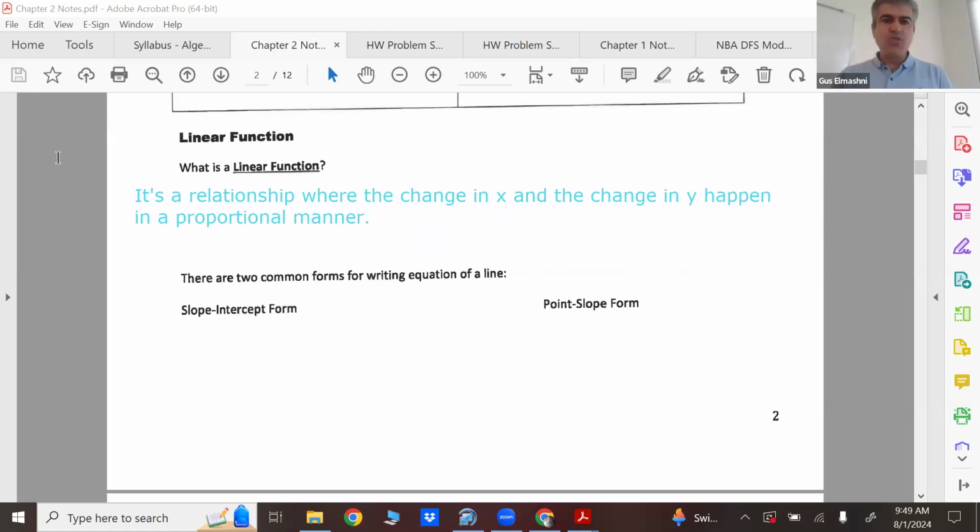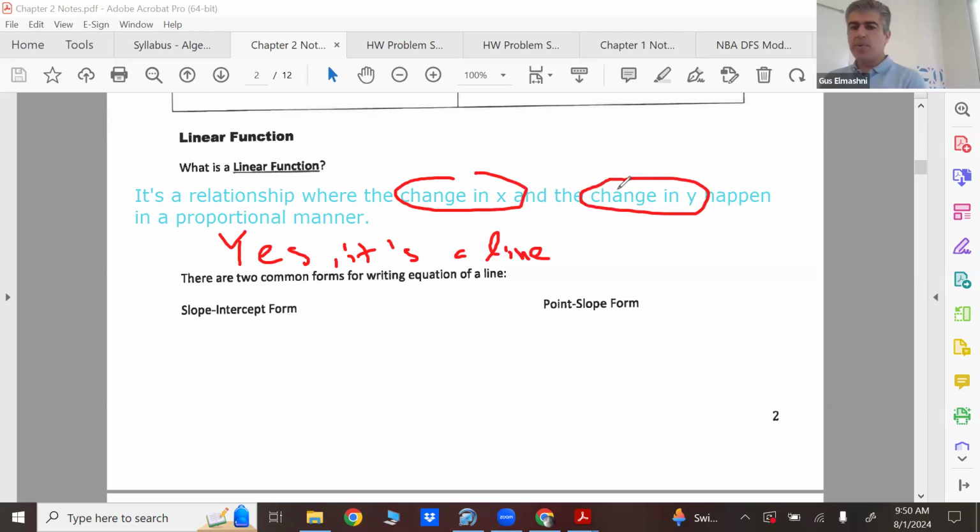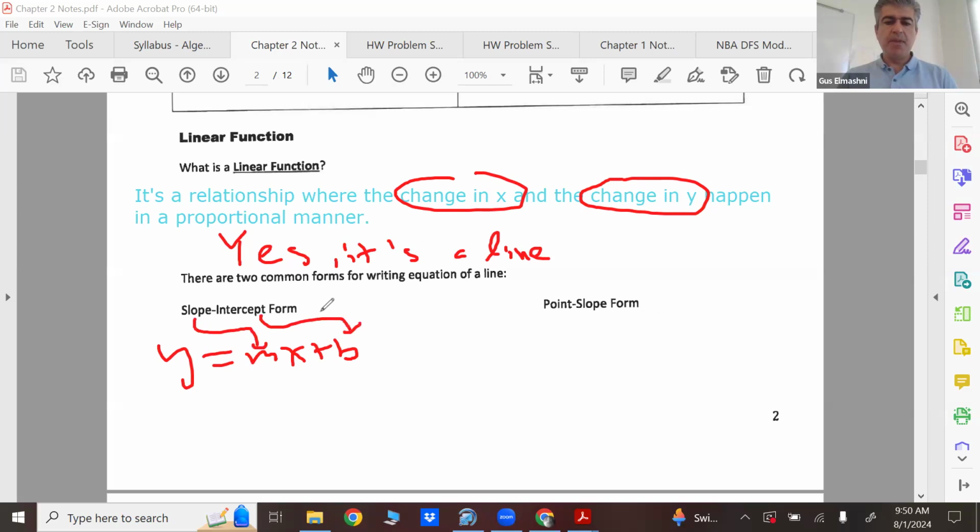Yes, is it a line? Sure. But why is it a line? Because of this. At its core, that's really what's happening. Because if you think about it, you guys have seen this before, right? Y equals mx plus b, where m is the slope and b is the y-intercept.